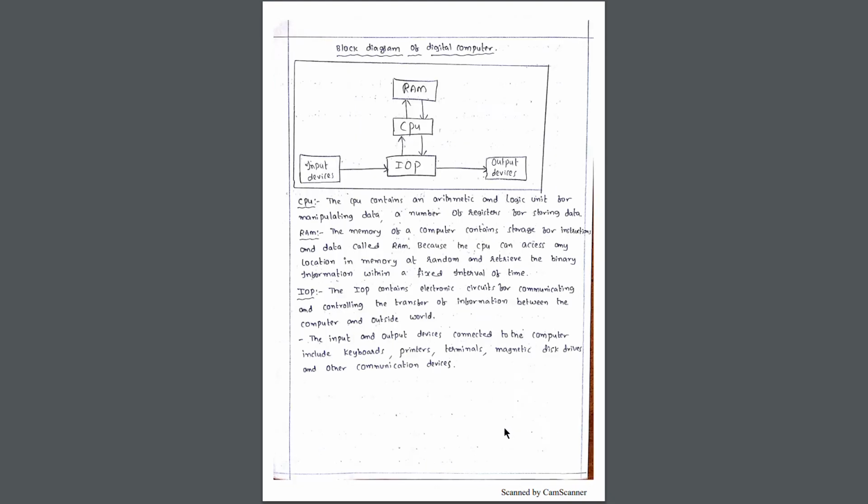Those will be used in the digital computers. Let's see how the block diagram is derived. See, the random access memory, RAM is nothing but random access memory, CPU, central processing unit, and input output devices.